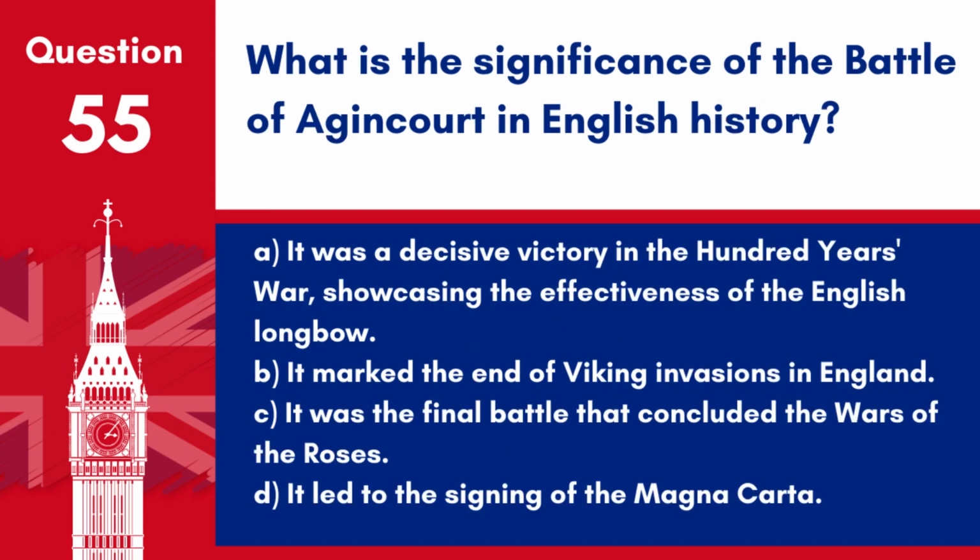Question 55. What is the significance of the Battle of Agincourt in English history? A. It was a decisive victory in the 100 Years' War, showcasing the effectiveness of the English longbow. B. It marked the end of Viking invasions in England. C. It was the final battle that concluded the Wars of the Roses. D. It led to the signing of the Magna Carta. Answer: A. The Battle of Agincourt in 1415 was a major English victory against a numerically superior French army.